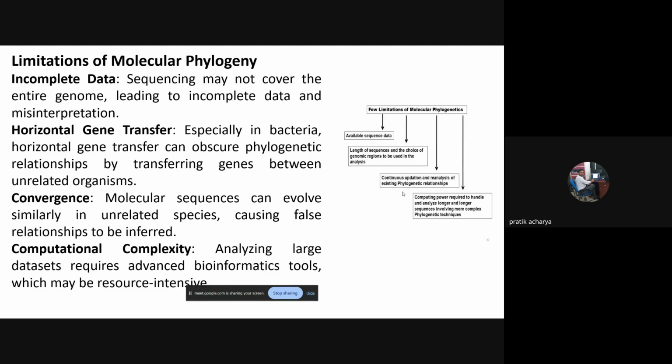Convergence is another limitation. We have discussed before that convergent evolution can mislead due to similarities in function but structural dissimilarities. Then there is computational complexity. When so many molecular data are available, it is difficult to calculate all the data without advanced bioinformatics tools. Bioinformatics tools are different codes and apps we have to use to calculate the data, because so many genetic codes are there. Okay.